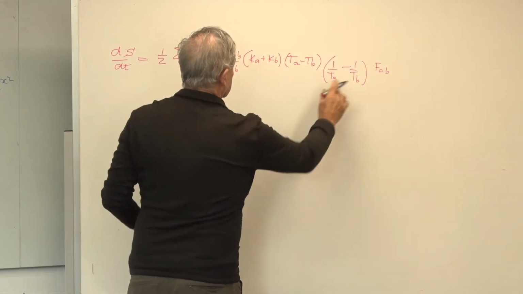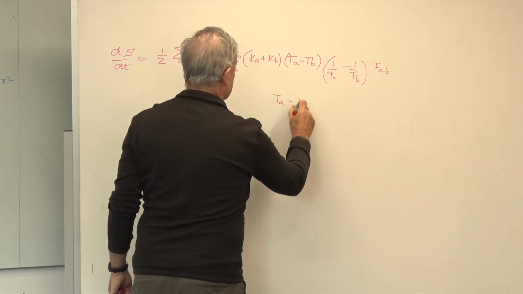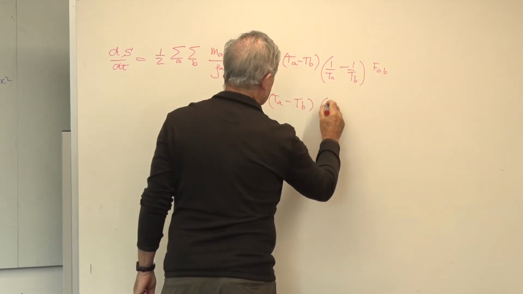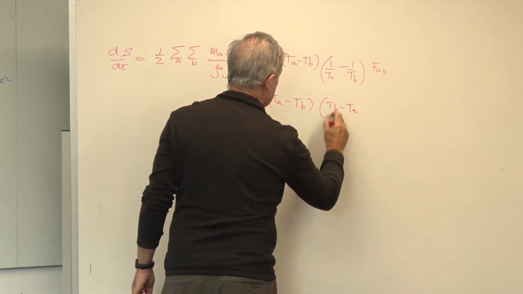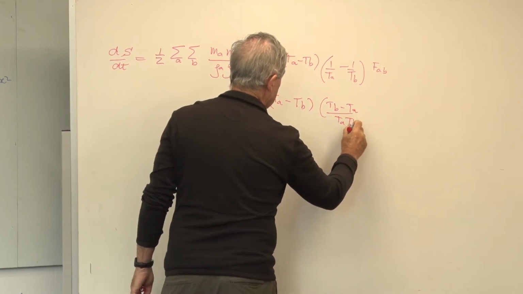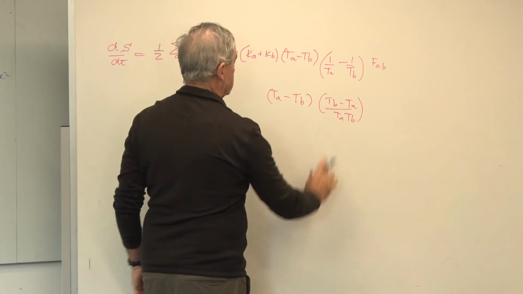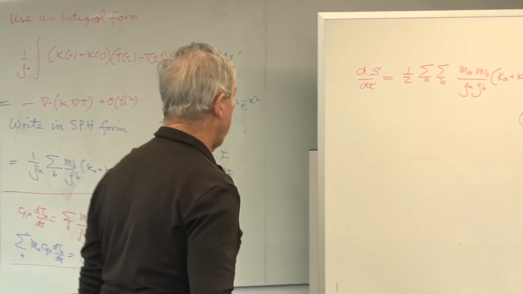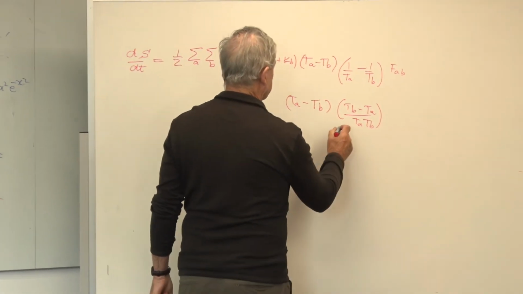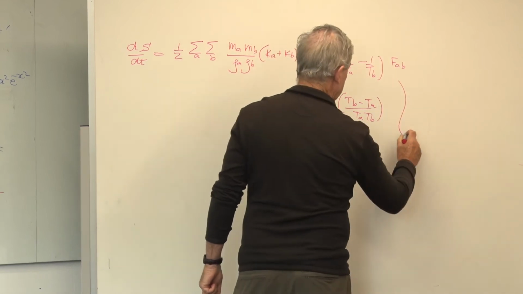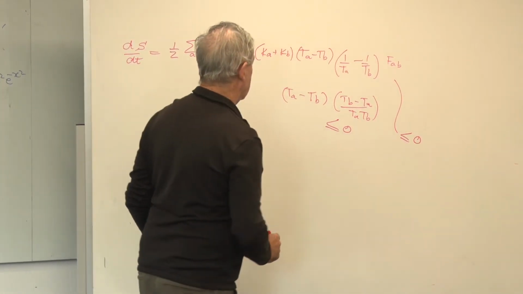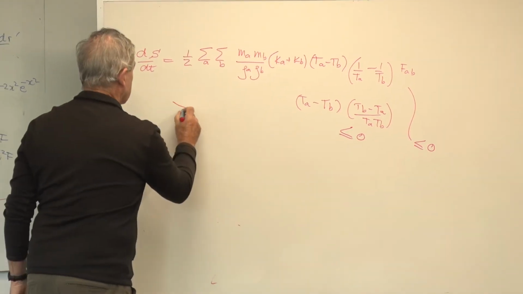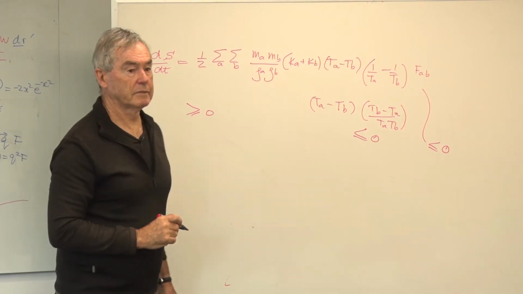These are all positive. What's this term here? TA minus TB. This is the thing you give students in first year, of course. TB minus TA over TA TB. Now that's minus TA minus TB all squared. So it's a negative quantity. So this is less than naught. And this guy here is less than or equal to naught. So the product of those is positive. These guys are positive. This is greater than or equal to naught. Everything's positive.